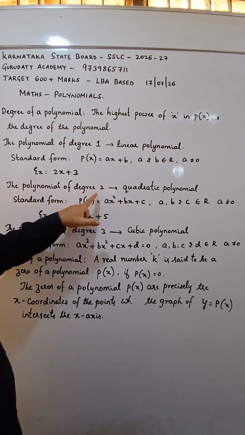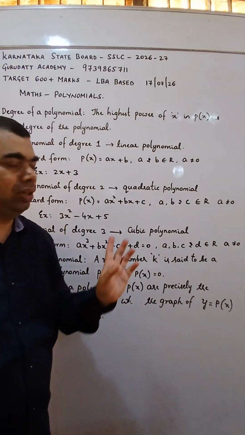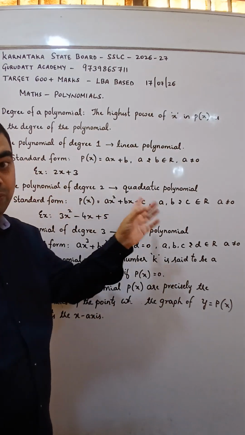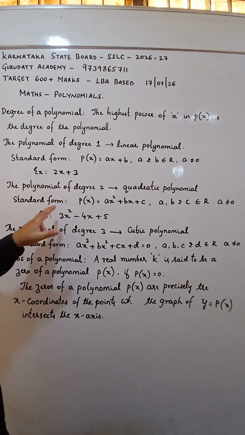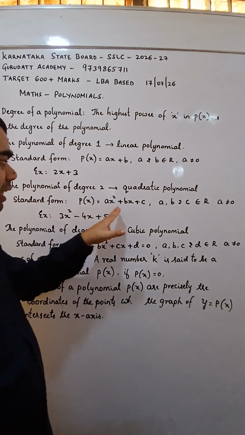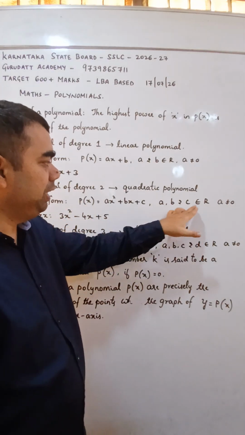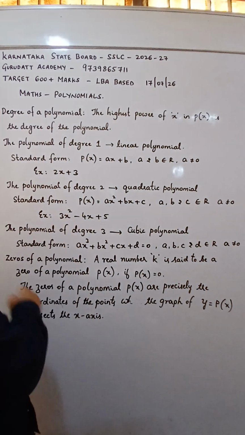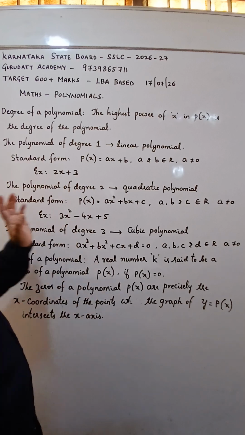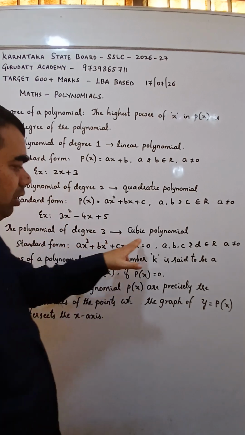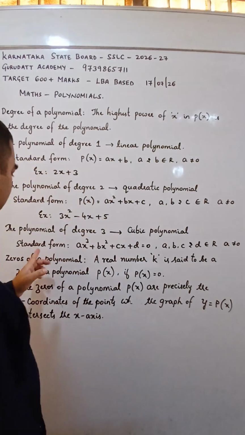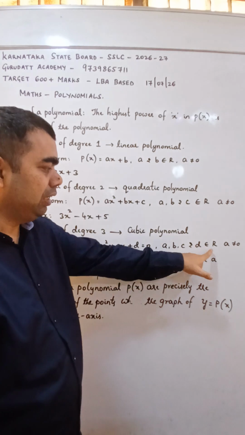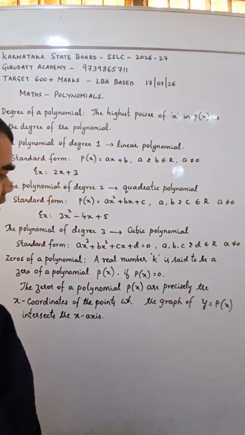Next is the polynomial of degree 2, quadratic equation or quadratic polynomial. We have a whole chapter on quadratic polynomial, which is for 8 marks. Remember that. The standard form of this quadratic equation is ax square plus bx plus c, wherein a, b, c are real numbers and a should not be equal to 0. An example is 3x square minus 4x plus 5. Then the polynomial of degree 3 is called a cubic polynomial. The standard form is ax cube plus bx square plus cx plus d is equal to 0, where a, b, c and d are real numbers and a not equal to 0.